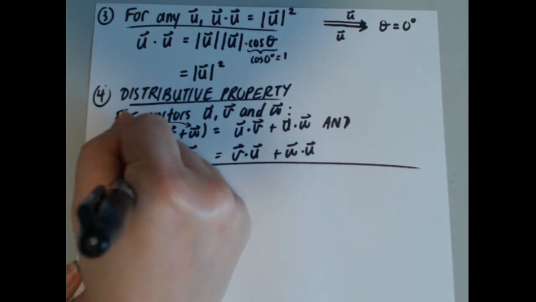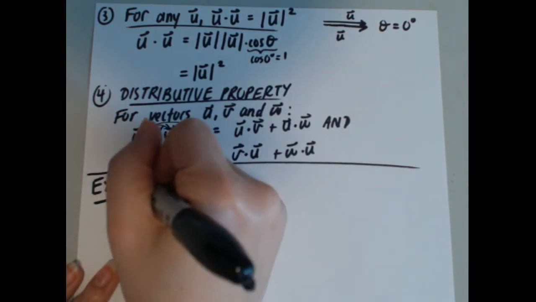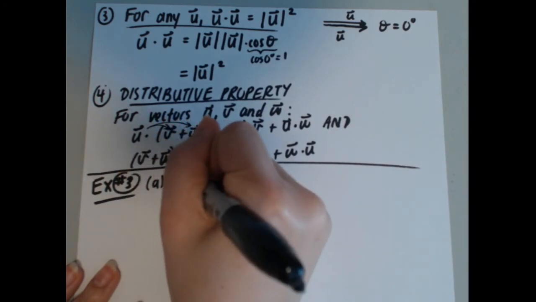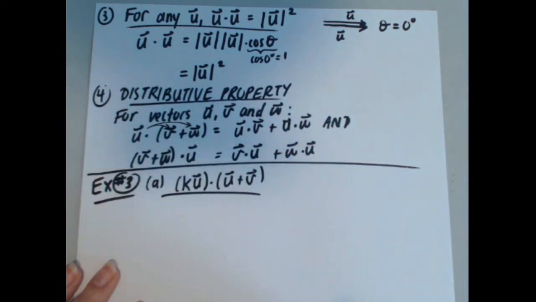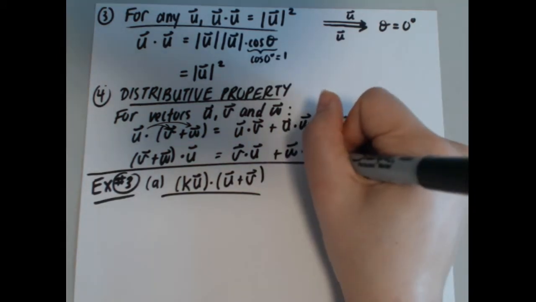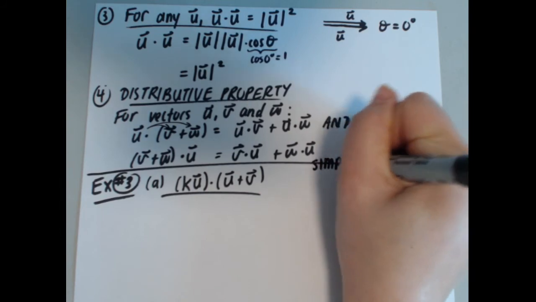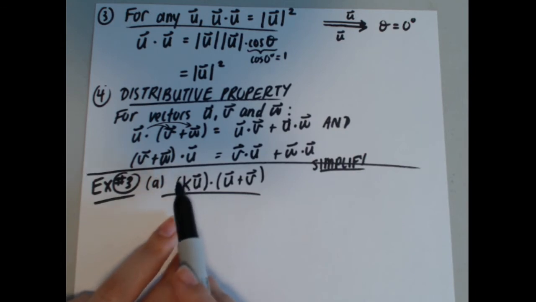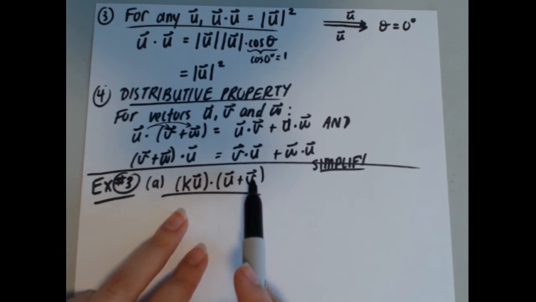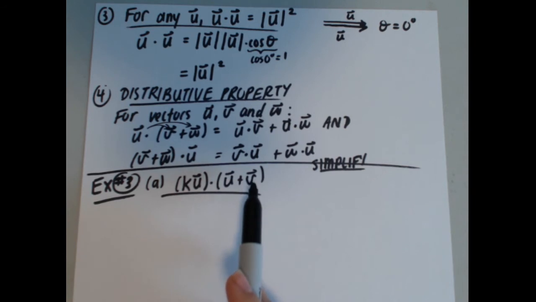Okay, so this is example 3, part A: k times u dotted with u plus v. We have to simplify this as much as possible. A scalar multiple of a vector is a vector, and the sum of 2 vectors is a vector. So you're taking one vector and dotting it with another vector, so your answer has to be a scalar.